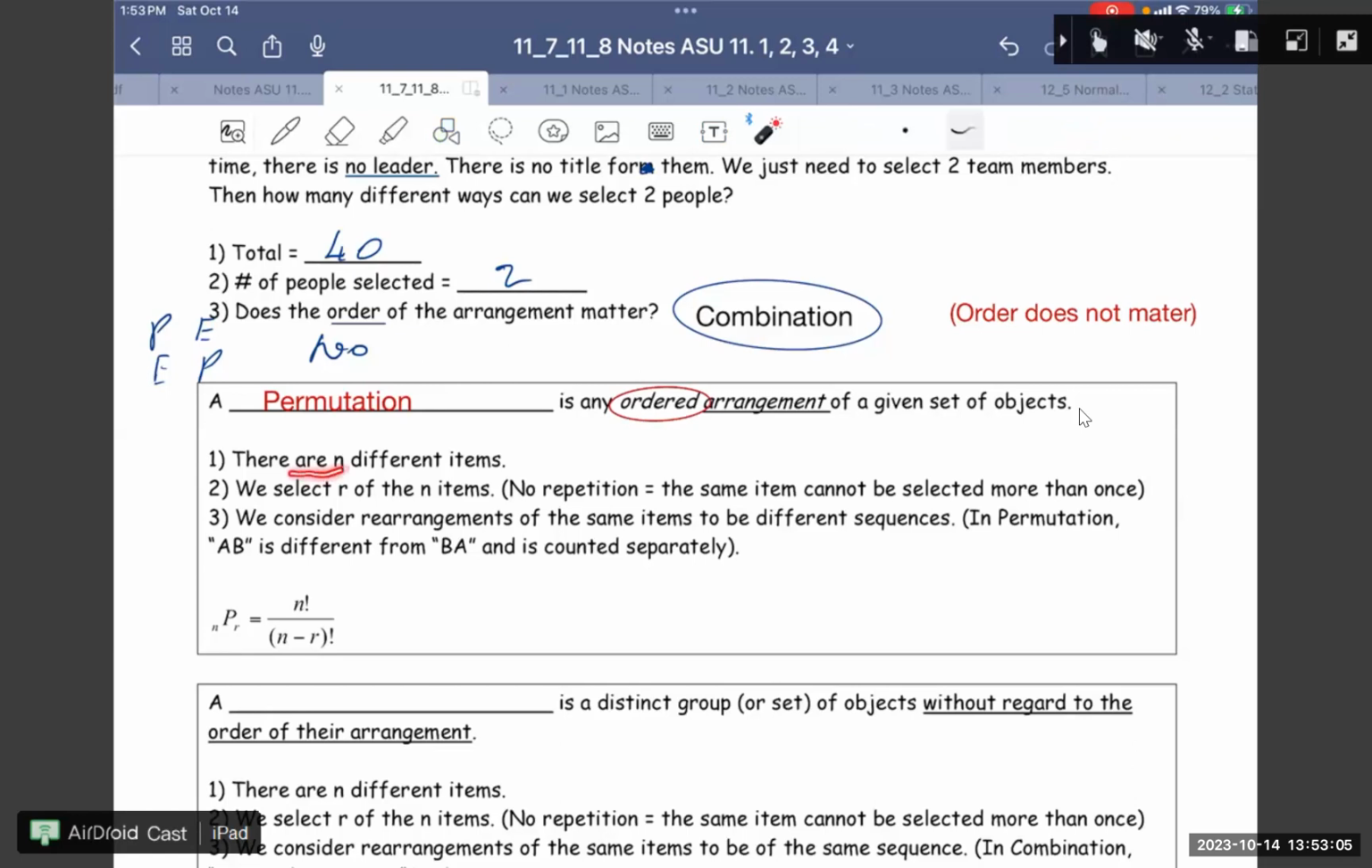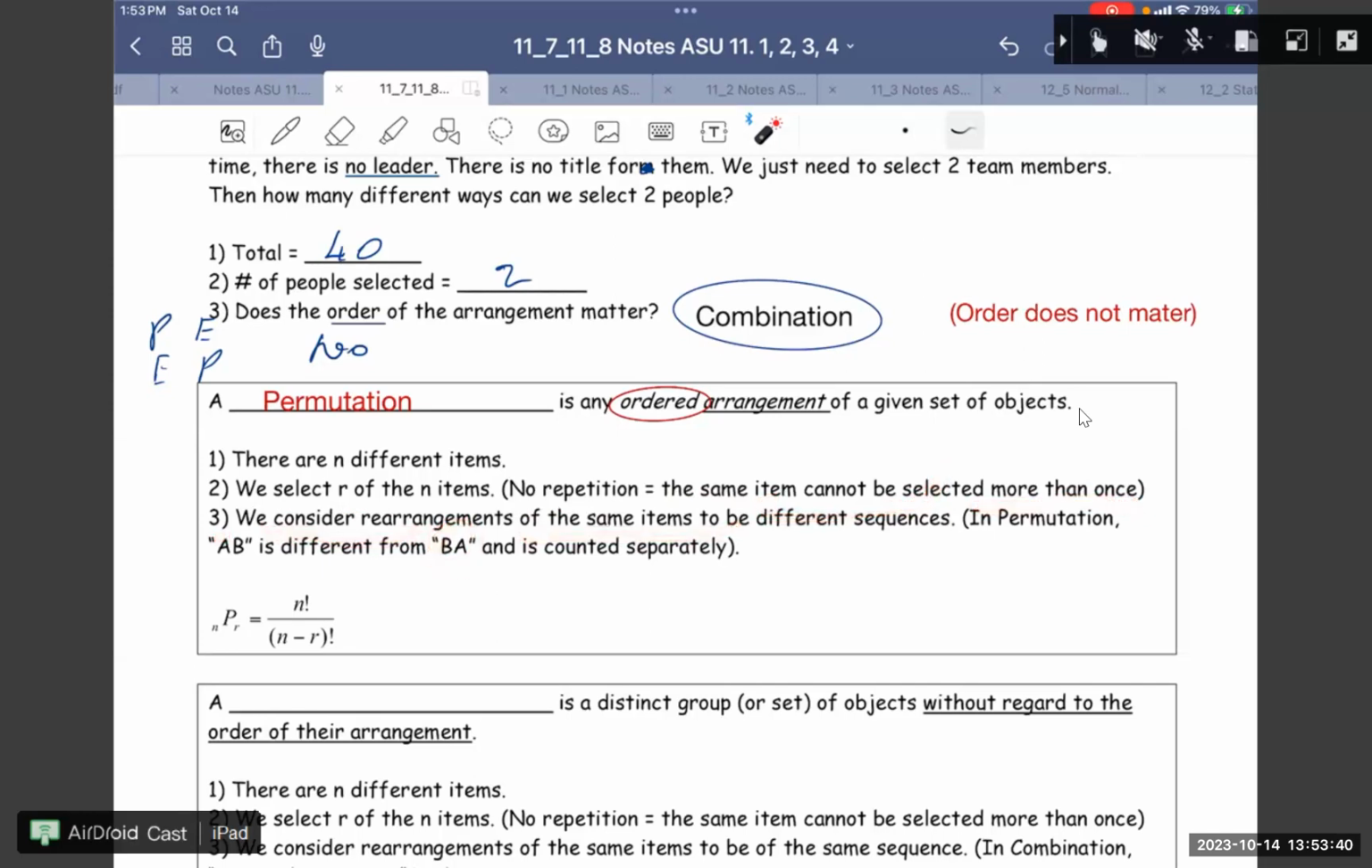So we select R of the N items, so no representation is the same, it cannot be selected more than once. Remember, for permutation, we consider rearrangements of the same items in a different sequence. In a permutation, A B and B A occur separately.